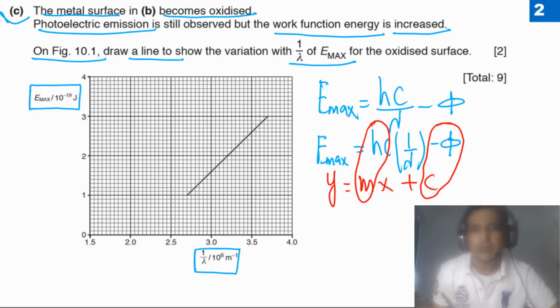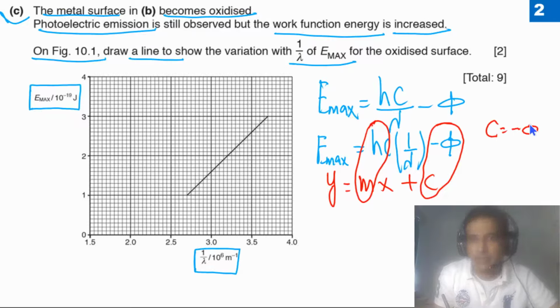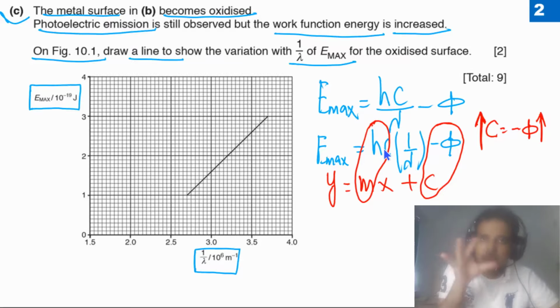So the graph has to be a straight line. But it is given to us that the work function has been increased in this case. So the y-intercept is equal to negative work function. If the work function has increased, it means that the magnitude of the intercept has to be greater. So simply you need to understand this point. And the gradient is the same, because the gradient is still equal to hc. h is constant, c is constant. So these two lines must have the same gradient.